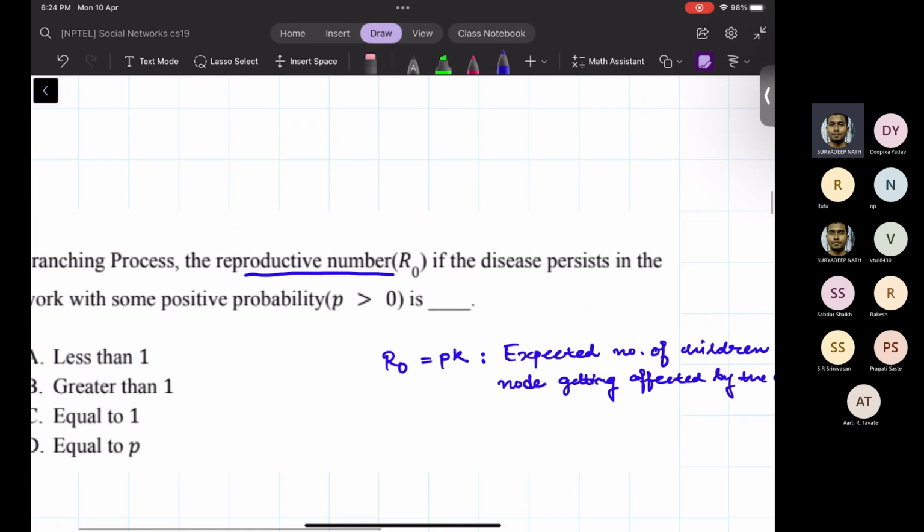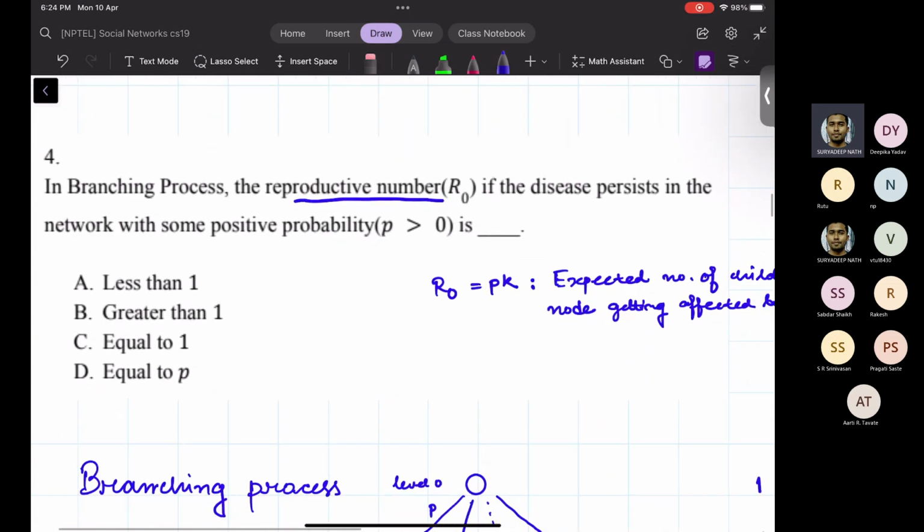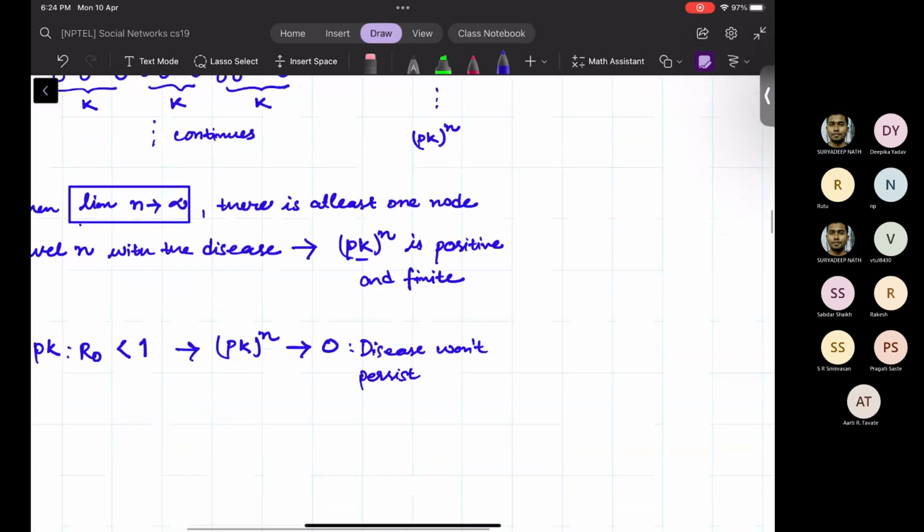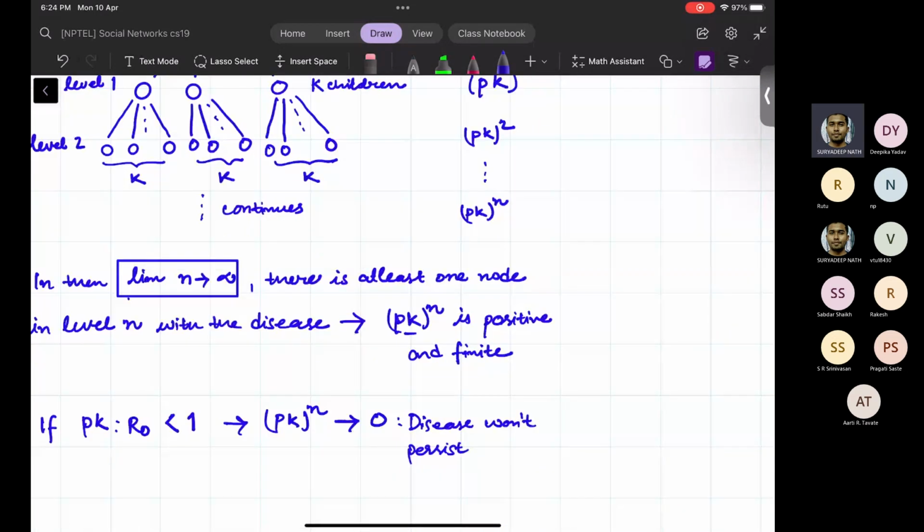So therefore, the answer is: if the disease persists in the network with some positive probability, it means that R naught was greater than 1. Otherwise, if it was less than 1, it would have diminished.